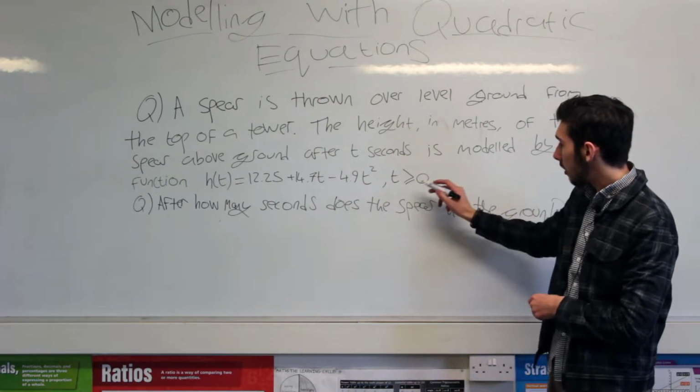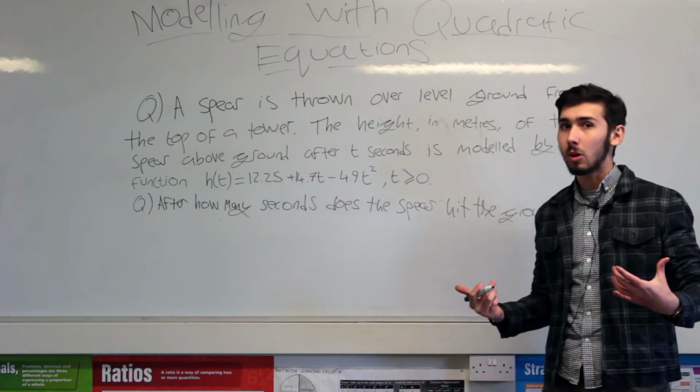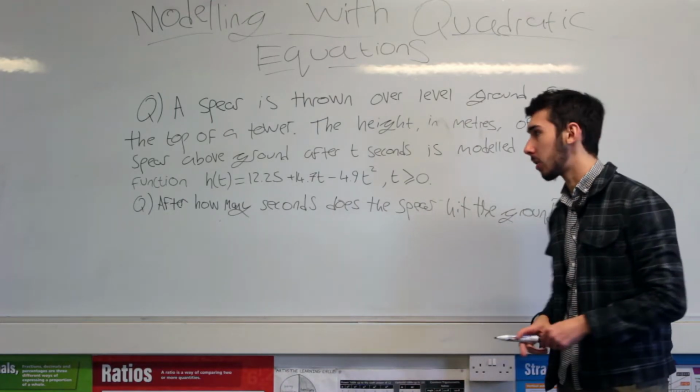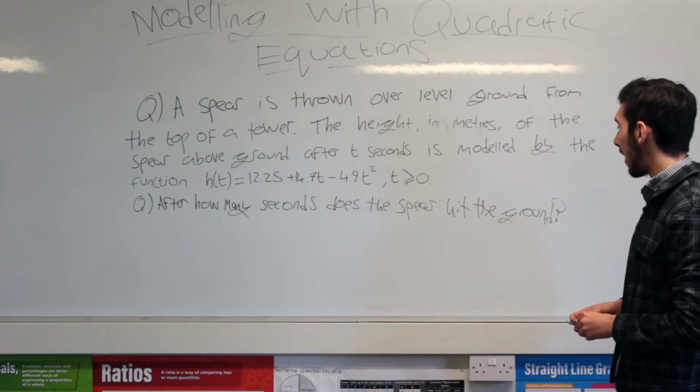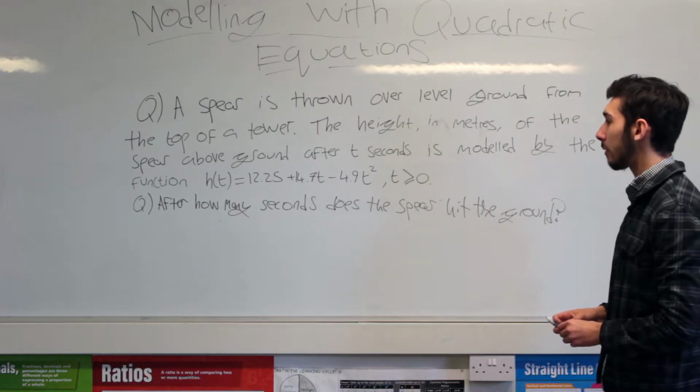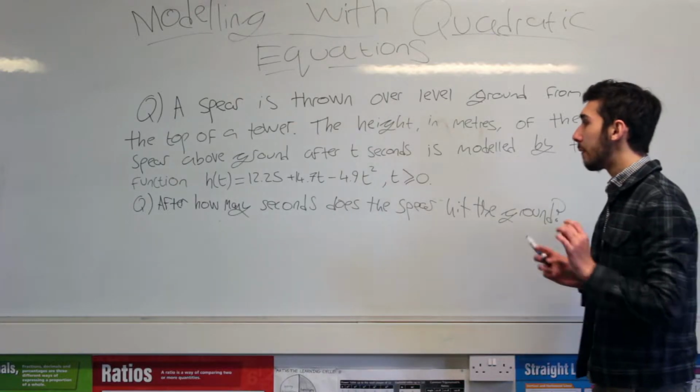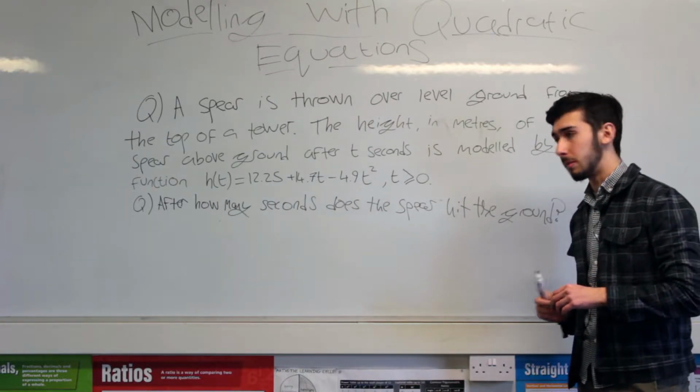So because of this little line on the inequality, t can be 0, but it cannot be anything less than 0, okay? The question is, after how many seconds does the spear hit the ground? How many seconds does it take for the spear to hit the ground? Right, first of all, guys, I'm going to ask you a question.